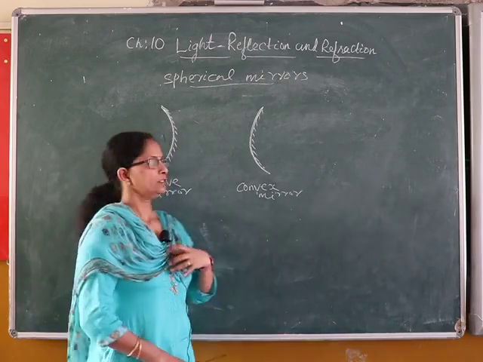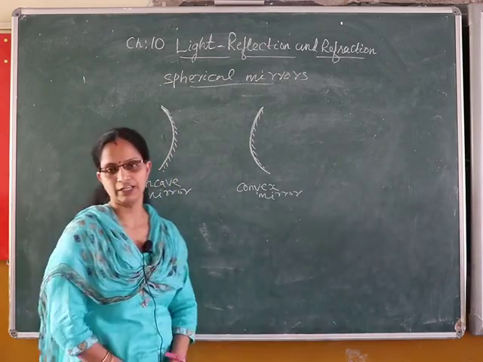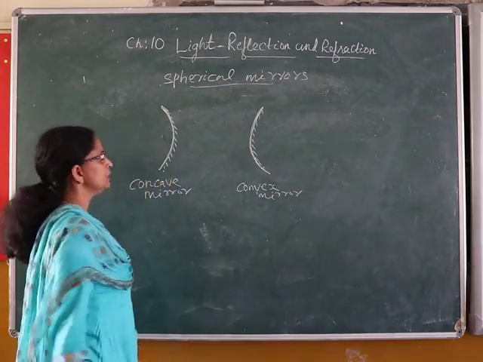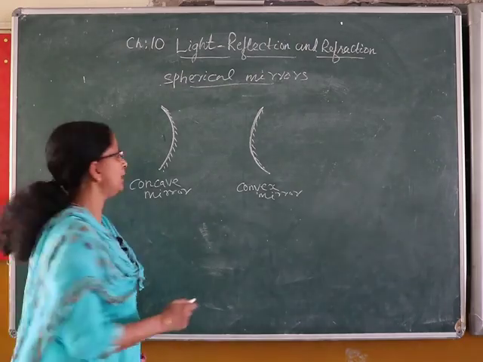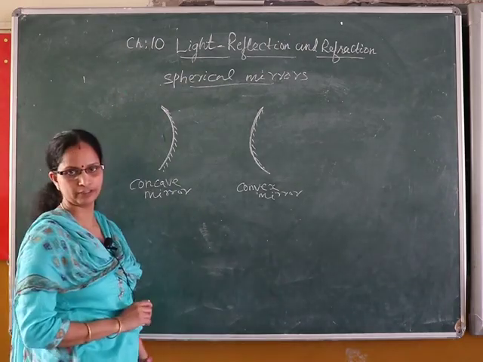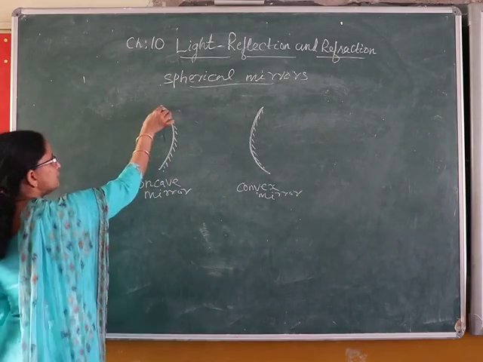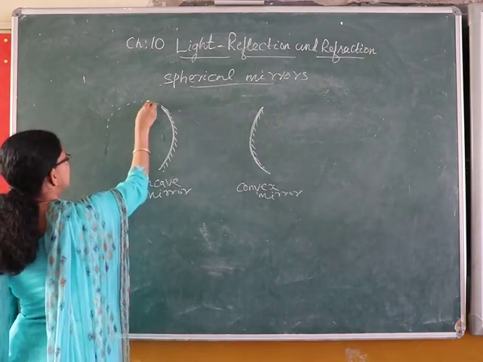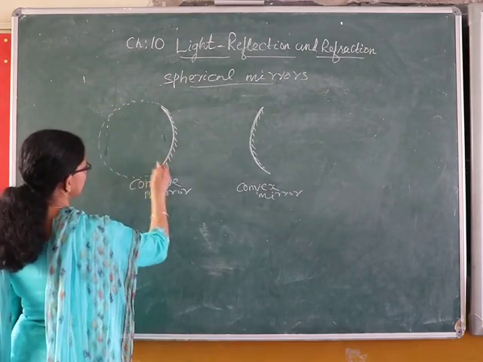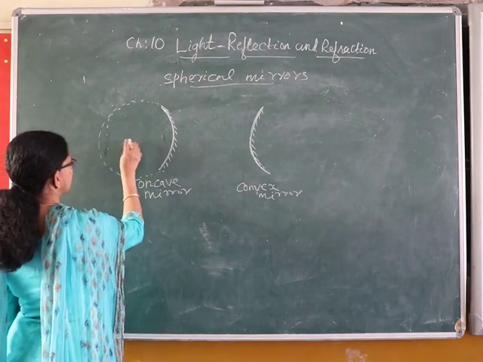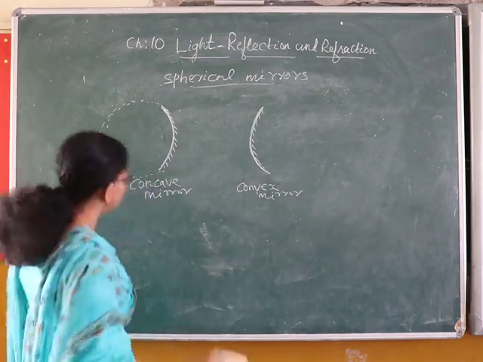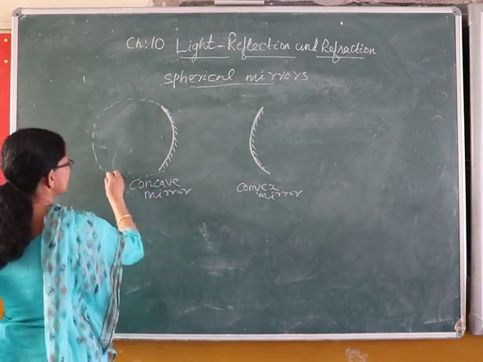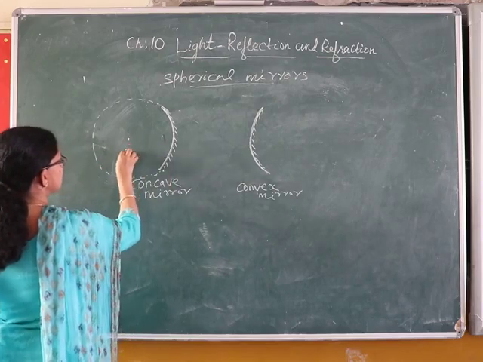Now we can see some terms related to these spherical mirrors. Some common terms are related to spherical mirrors. Since the spherical mirror is a part of a hollow sphere, when we imagine it as a sphere, we can imagine that this sphere has a center, and that center we call the center of curvature, C.